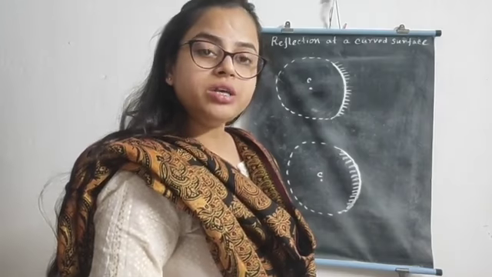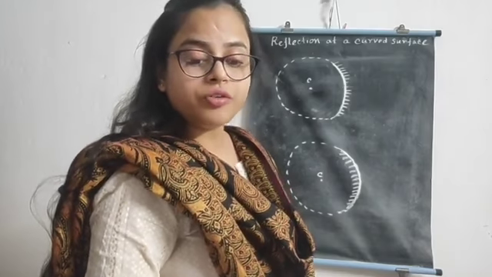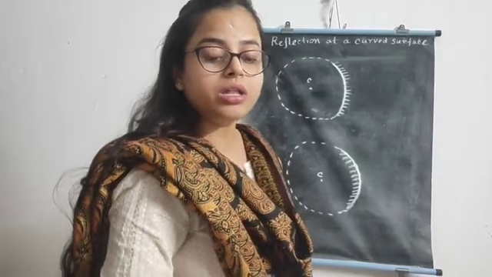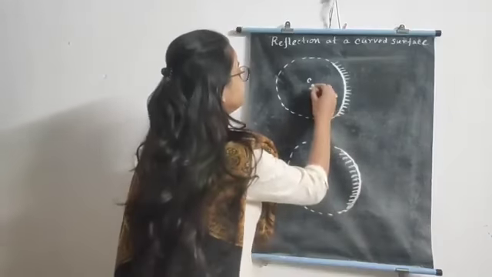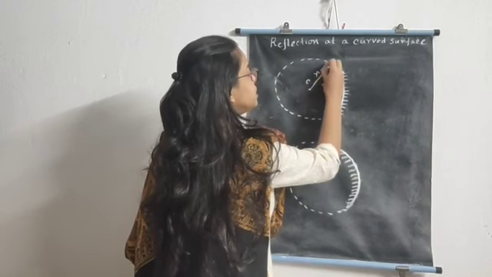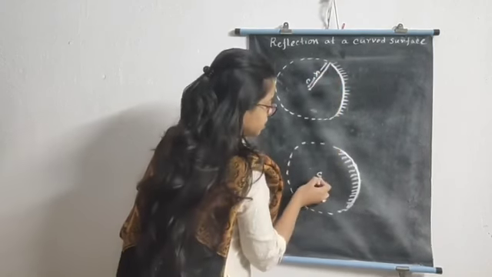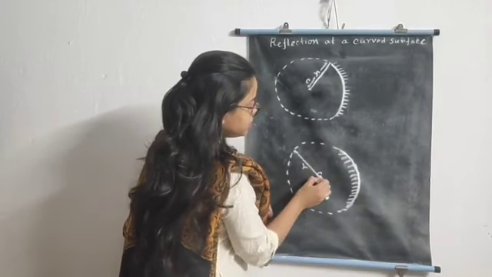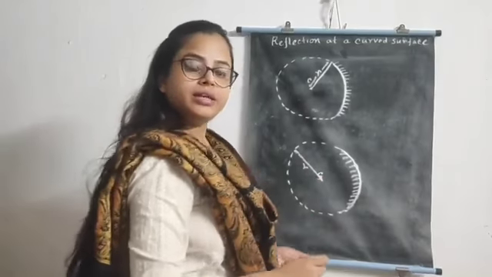Now what is radius of curvature? The radius of the sphere of which the spherical mirror is a part is called the radius of curvature. So, R can be radius of curvature. Here, R can be radius of curvature. We can draw it like this.